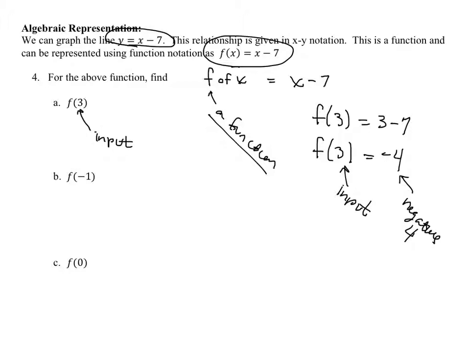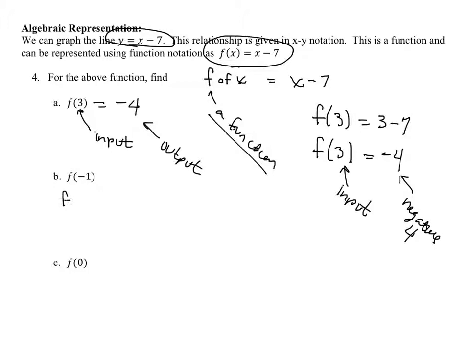Cool? And what is the cool thing about this, you guys? The cool thing is you can see your input and your output in the same sentence. Now, this doesn't mean f times 3. It means a function of x, the value of the function when x is equal to 3. Now let's do the next one. What is the value of the function when x is equal to -1?